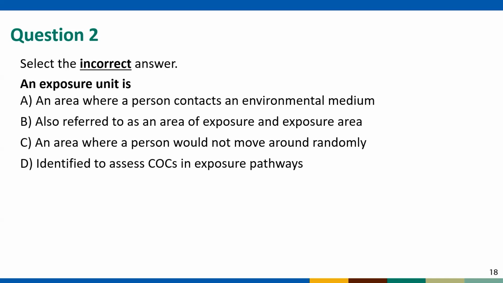An exposure unit is A, an area where a person contacts an environmental medium. B, also referred to as an area of exposure and exposure area. C, an area where a person would not move around randomly. And D, identified to assess potential COCs in exposure pathways. Think about how you would answer this question.